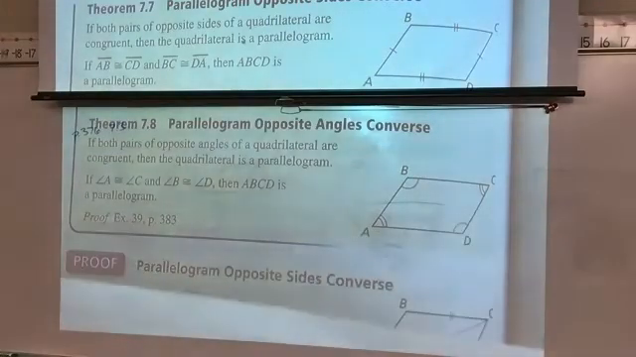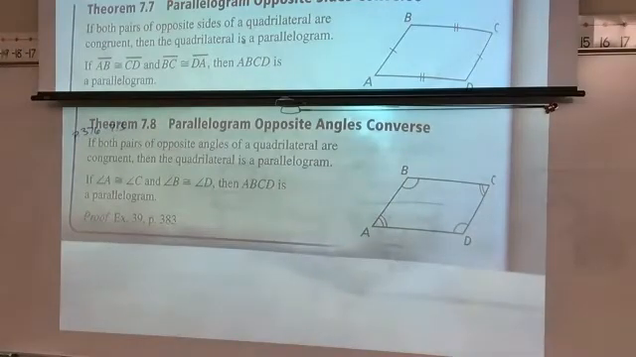All right, questions on those two? Say again? That's after the quiz. Yep, that's special parallelogram, 7.4.